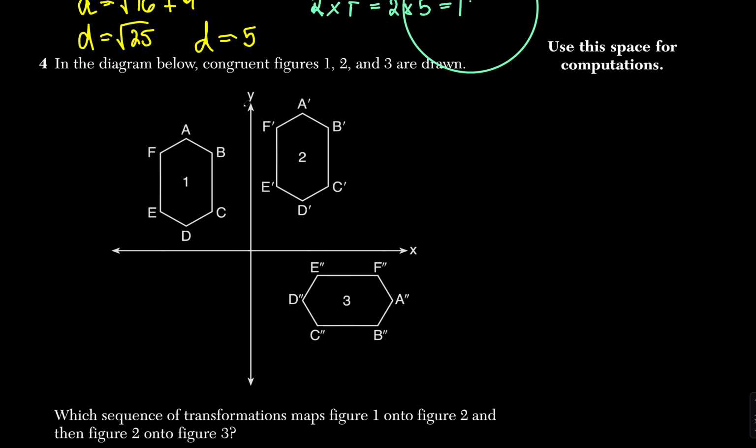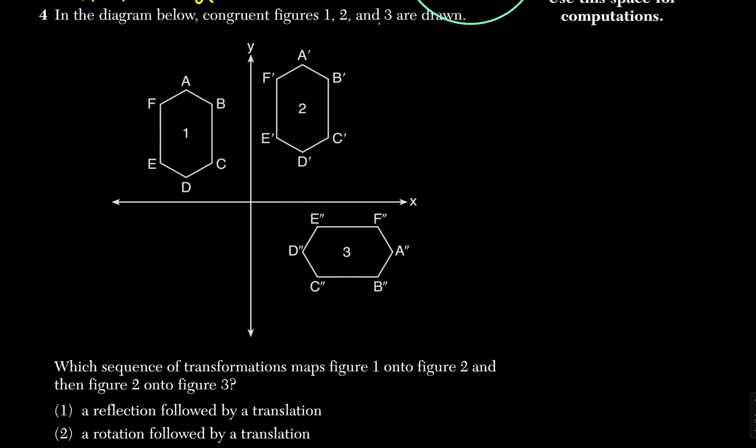Let's go and look at question number 4. In the diagram below, congruent figures 1, 2, and 3 are drawn. Which sequence of transformation maps figure 1 onto figure 2 and then figure 2 onto figure 3? Well, to go from figure 1 to figure 2, notice that all you did was just move the object. In other words, you've translated it. A motion of an object moved from one side to another is called a translation.